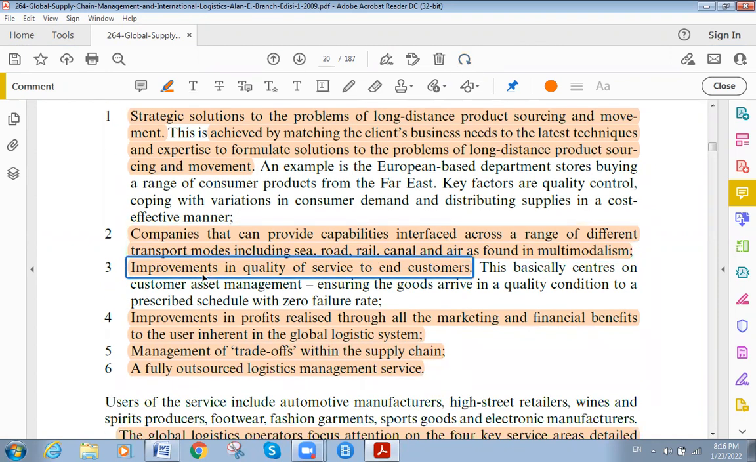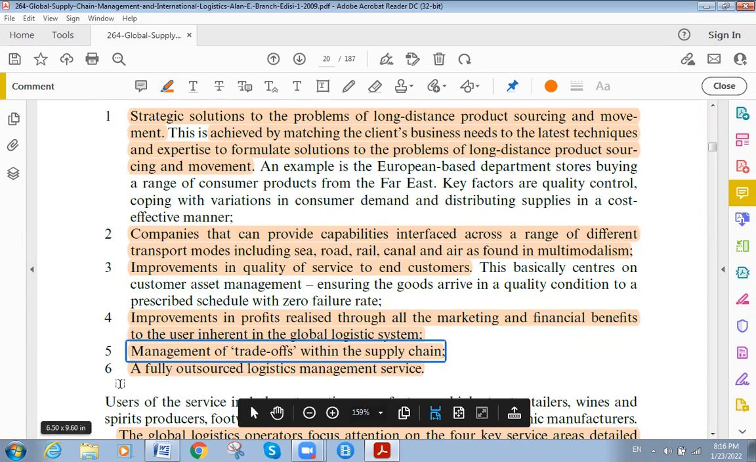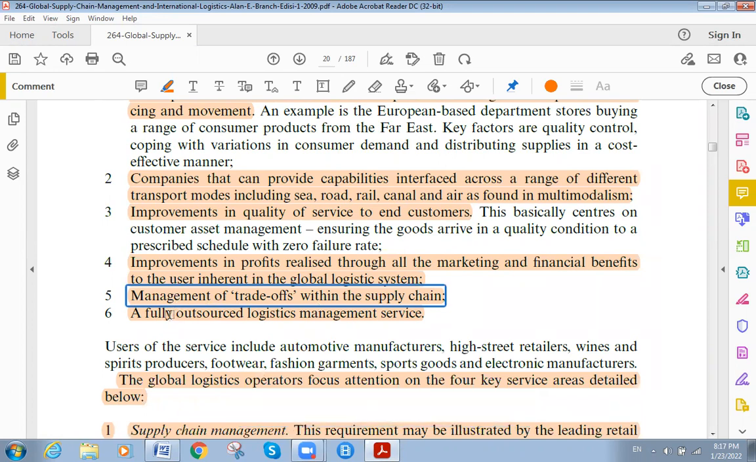Third, they focus upon the improvement in quality of services to the end customers, how far the consumer will be happy and satisfied with those services. Fourth, improvement in profit realized through all the marketing and financial benefits to the user. Fifth, the people who work in global logistics focus on management of trade-offs within the supply chain. They try to improve their management skills so that they can work effectively globally.